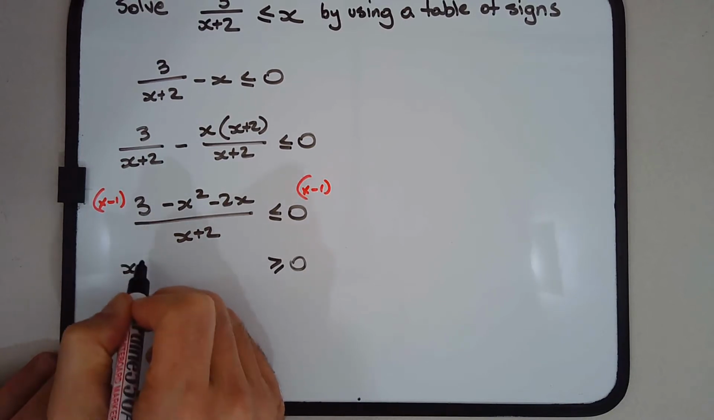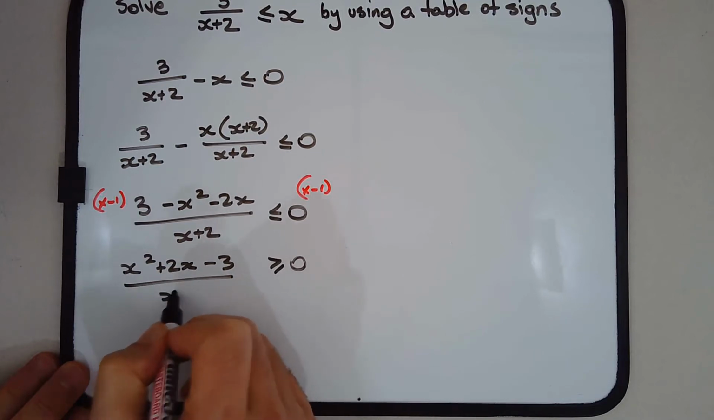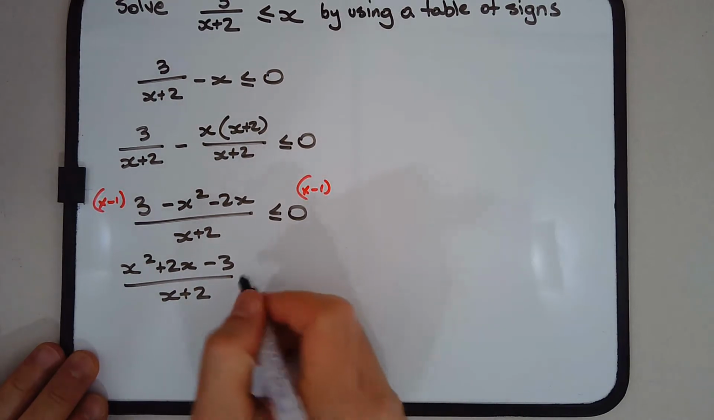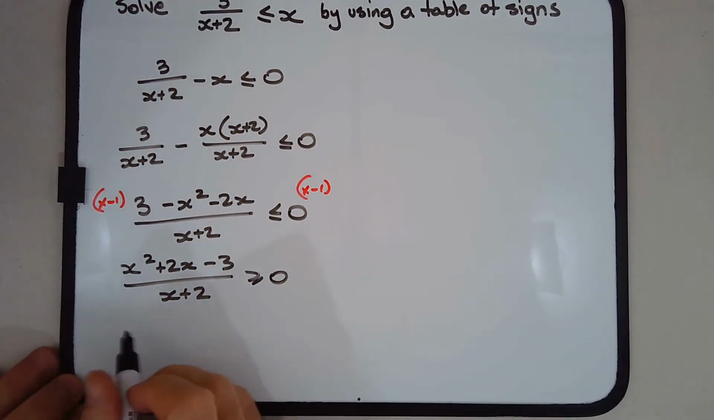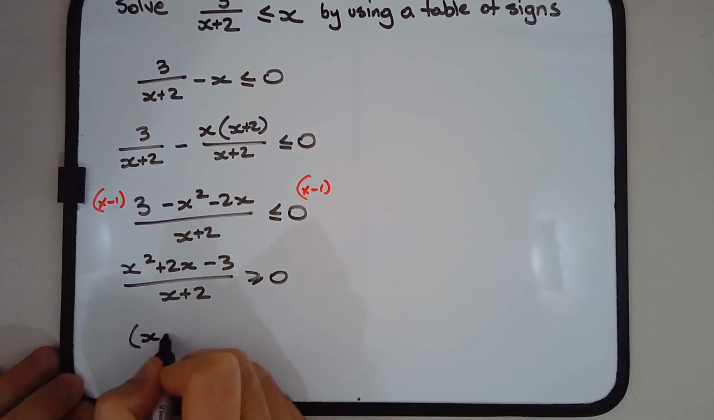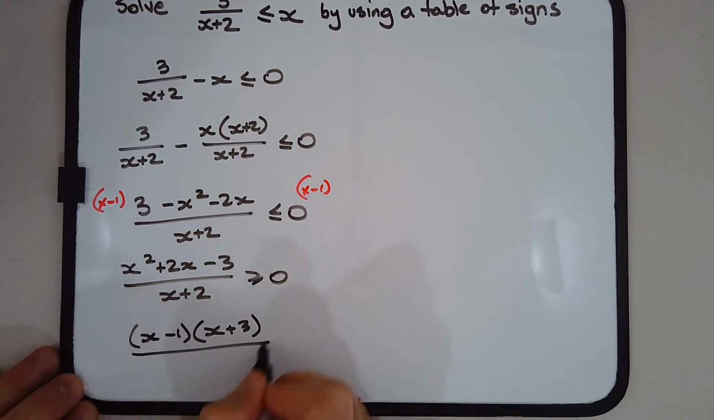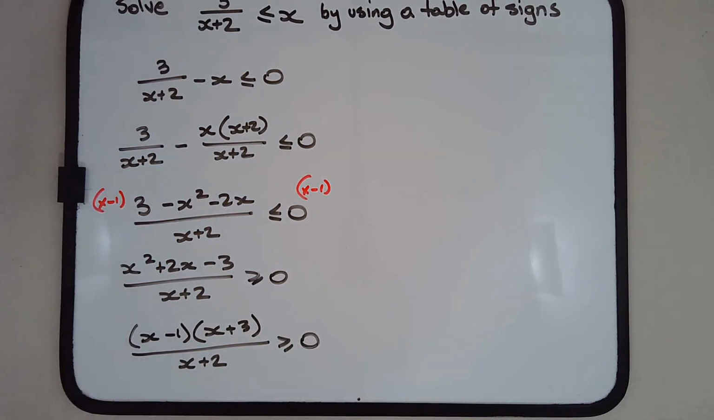And it can be written now as x squared plus 2x minus 3 over x plus 2 greater than or equal to 0. In fact, I'll just write that a little bit closer so it's a bit clearer. There we go. Okay, and probably the next logical step would be to factorise the numerator. Now it's nice and simple to factorise. So that'll be x minus 1, x plus 3 over x plus 2 greater than or equal to 0.